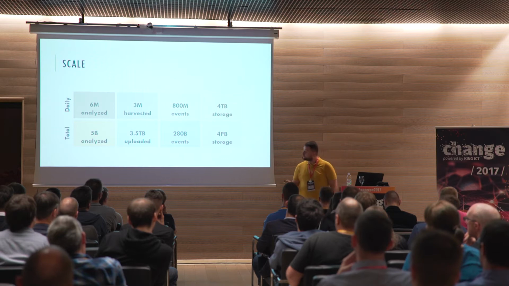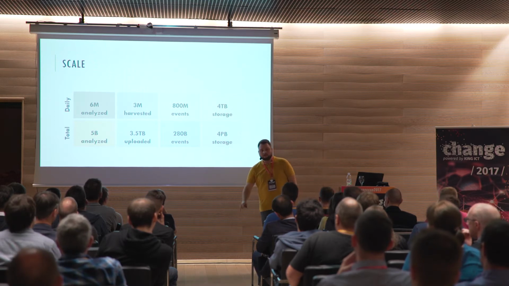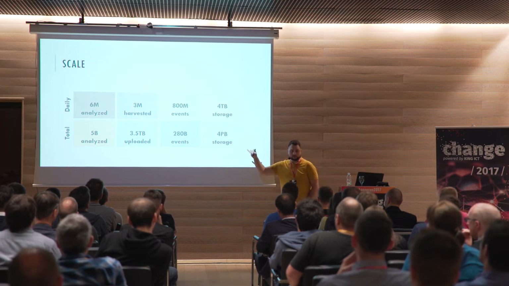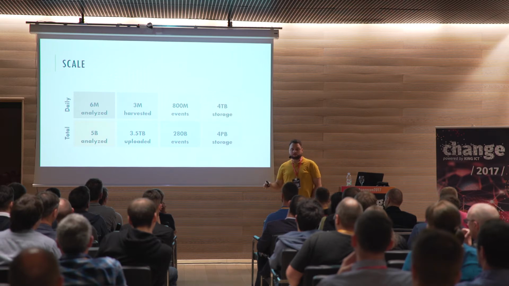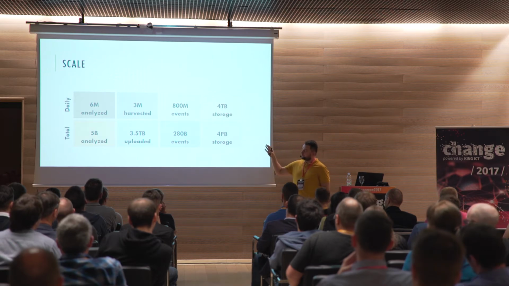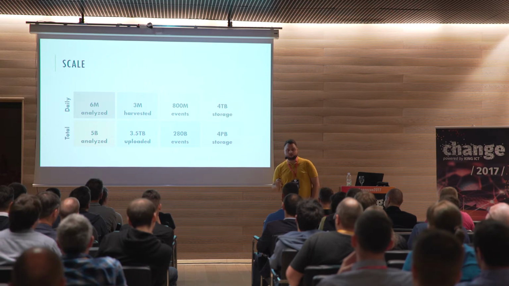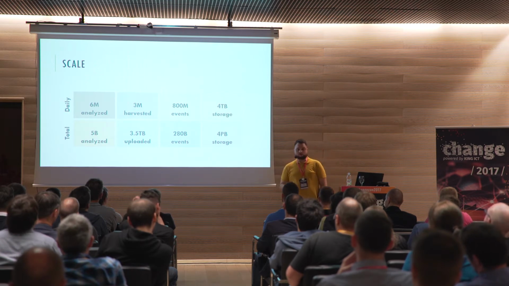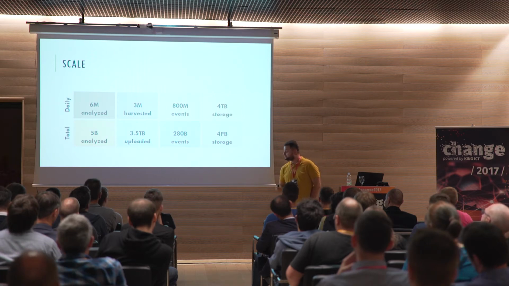Now, like I said before, if you can see here, I say 3 million harvested, 6 million analyzed. The difference between those two numbers is the fact that we extract files from video files. So we harvest 3 million a day, we analyze 6 million files a day. All of that pretty much generates 800 million events a day. Those are events we store for 30 days in short-term monitoring storage.